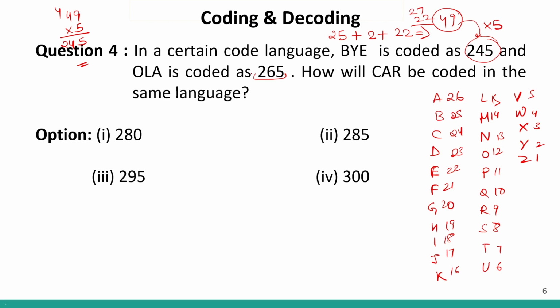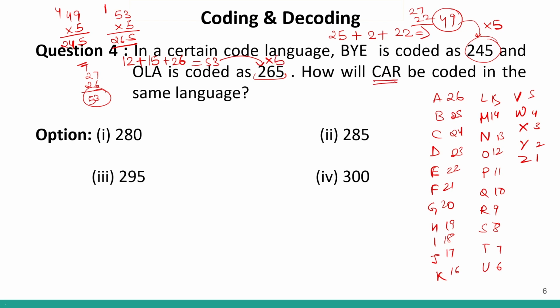So let us check the same thing for Ola. What is the sum of the backward ranks? O is 12. L is how much? L is over here, which is 15. A is 26. So to find the sum, this will be 27 plus 26, correct? So this will be 53. If I multiply 53 into 5, this will be 15, then 25 plus 1, 26. So this is basically 53 into 5, the sum of backward ranks into 5.